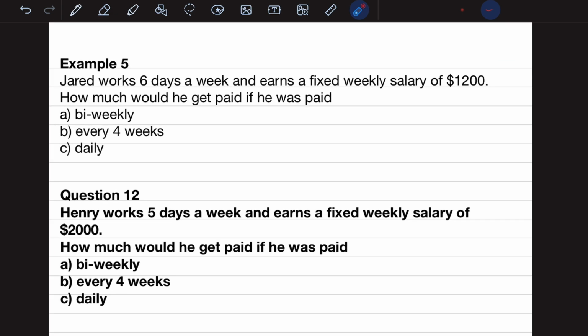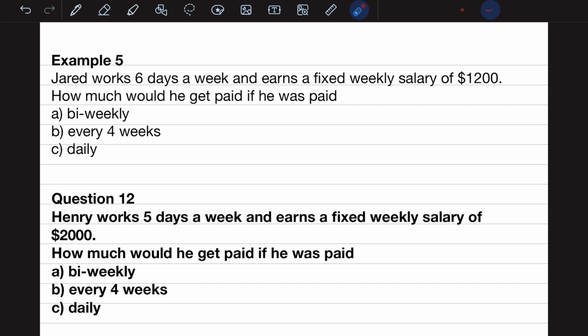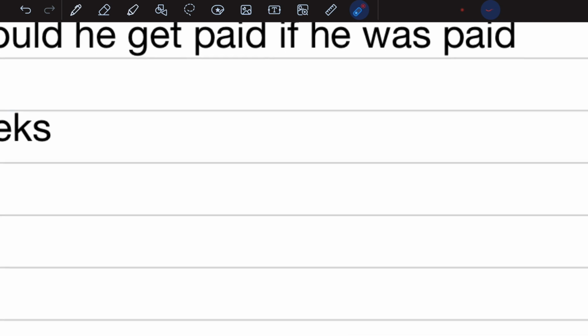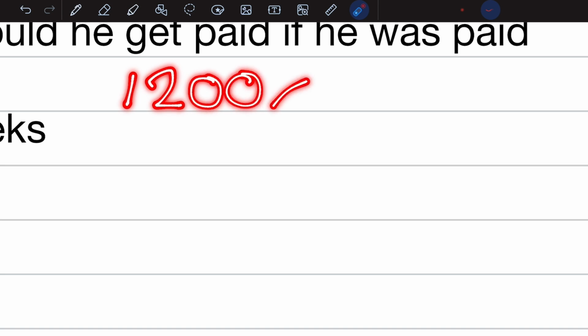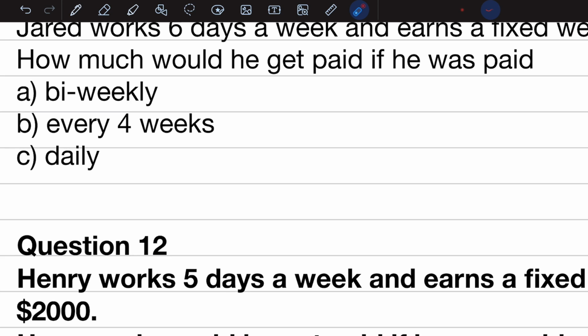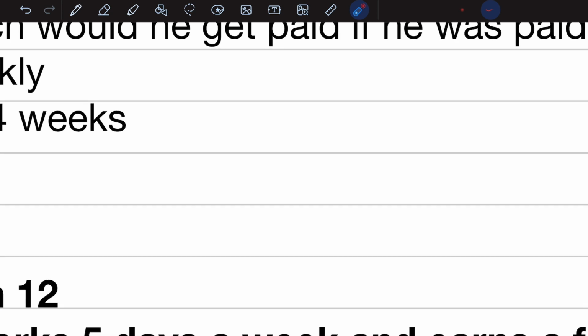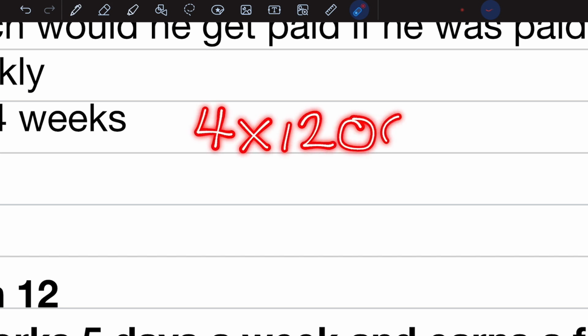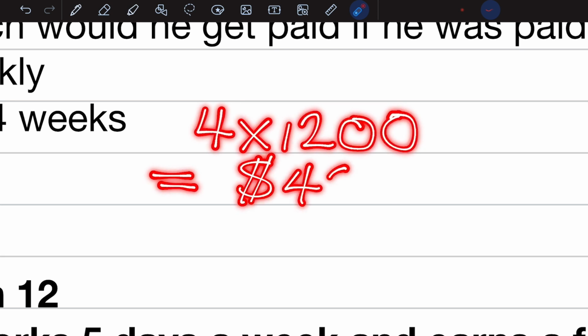Example 5. So we have a different scenario now where we have the amount of days worked per week, the salary for that week, but we want to use that to determine how much is earned bi-weekly or in 2 weeks, and then how much is earned in 4 weeks, and then how much is earned daily. So that we know A and B is easy, right? We simply multiply the amount earned in 1 week by the number of weeks. So 1200 in 1 week. So bi-weekly or in 2 weeks would simply be 1200 multiplied by 2, which is $2,400. So that's simple. And of course B, you would guess that will also be 4 times 1200. So you multiply the amount of weeks by the weekly earning. 4 12s are 48, so that's 4,800 or $4,800.